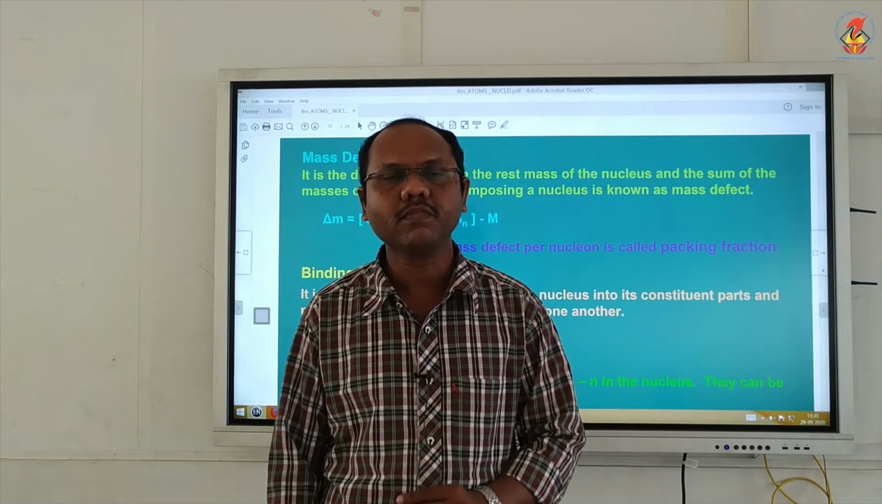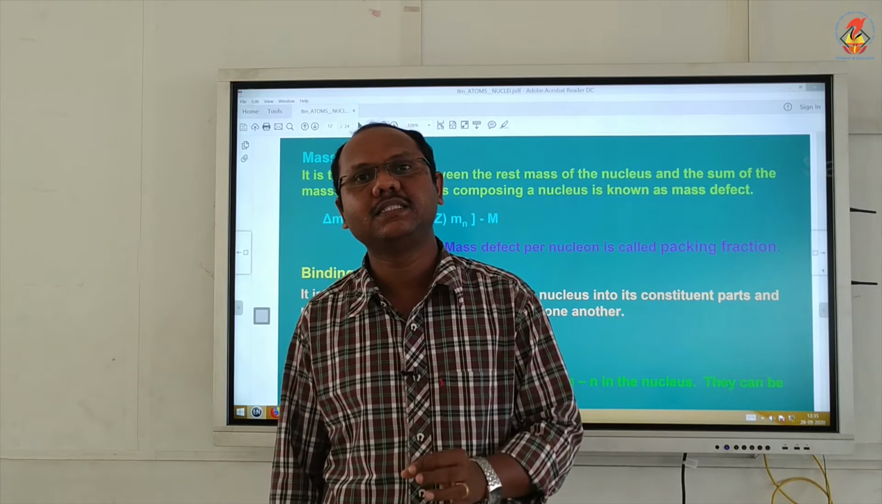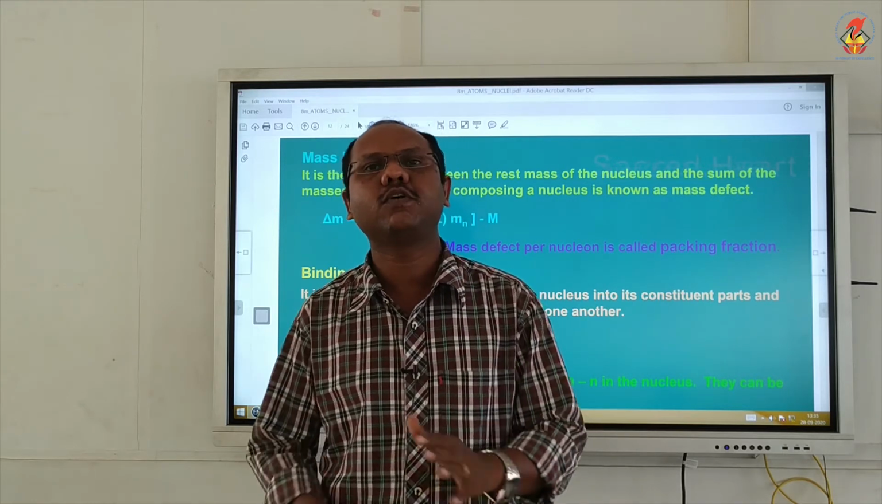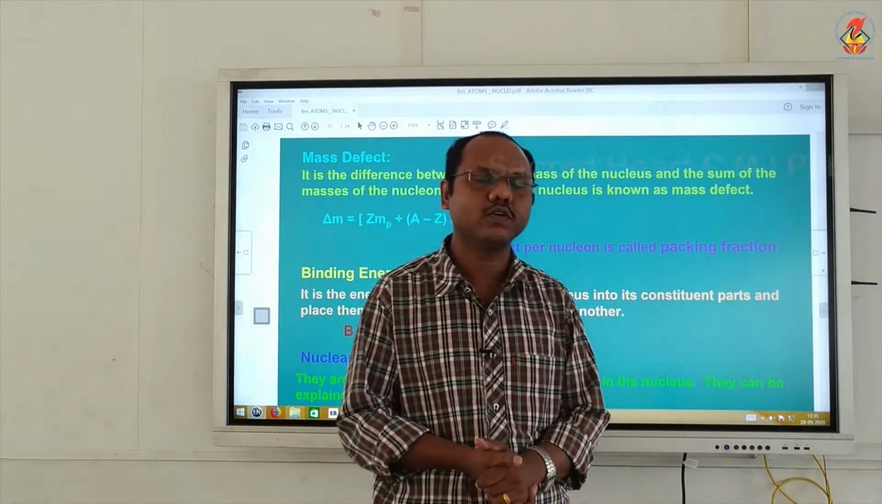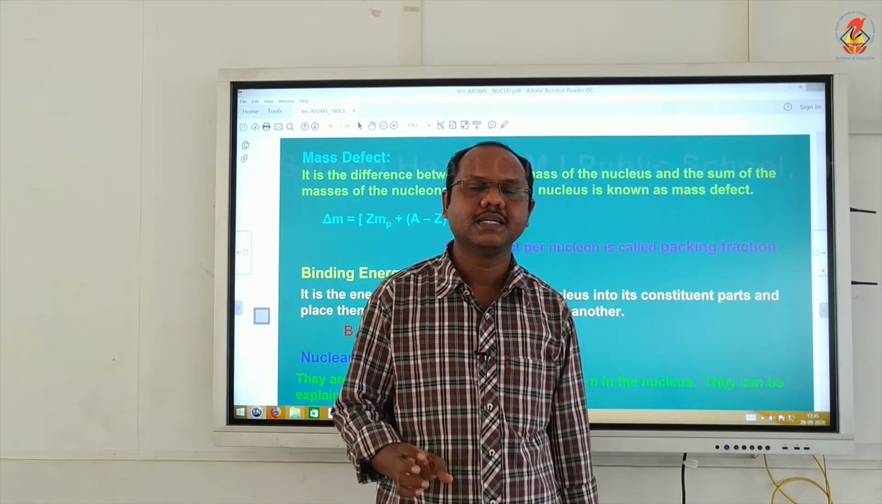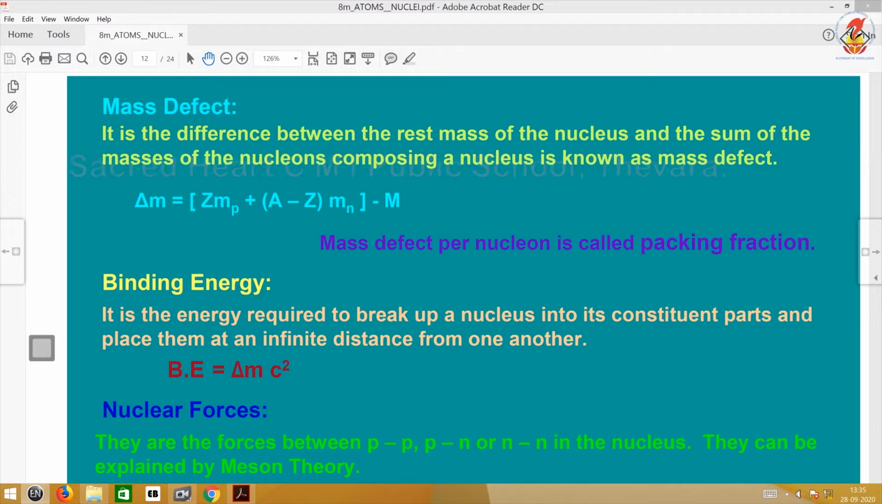But when we calculate, the mass of the nucleus will be slightly lesser than the sum of the masses of protons and neutrons. That difference in the mass is called mass defect. So what is meant by mass defect? It is the difference between the rest mass of the nucleus and the sum of the masses of nucleons composing a nucleus.